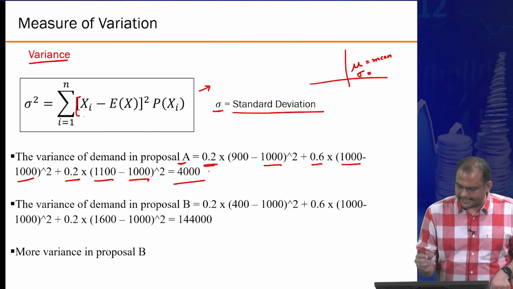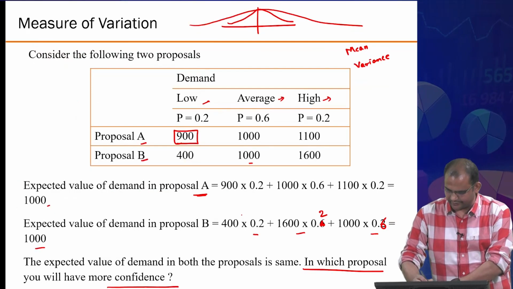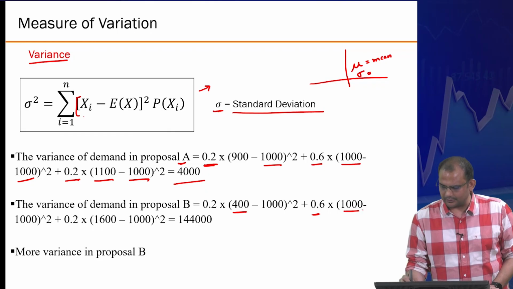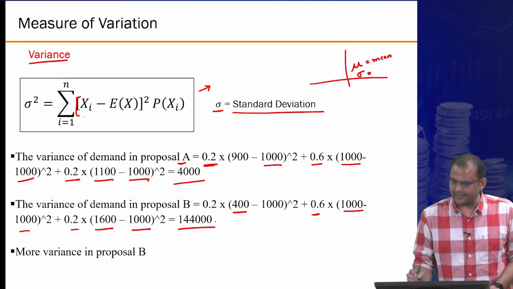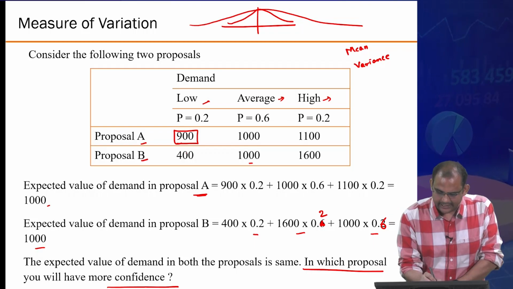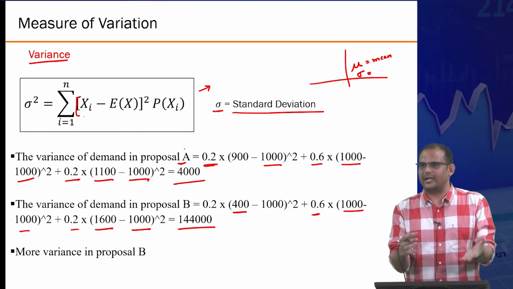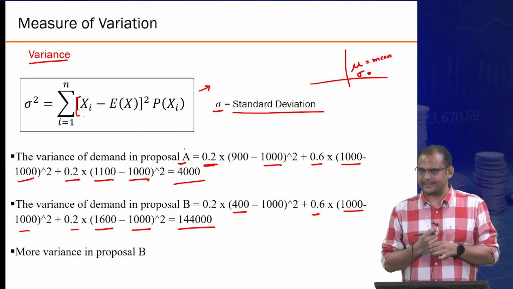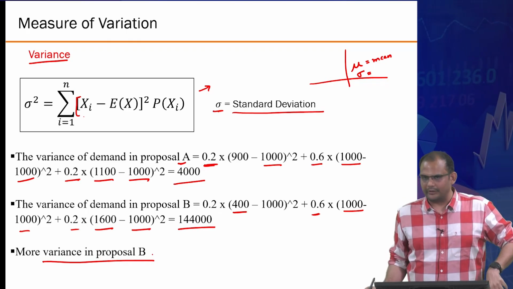Okay. In the second case, 0.2 for the demand in the worst case, the low demand case, 400 minus 1000 square, plus 0.6 into 1000 minus 1000, and 0.2 into 1600 minus 1000 square. So the variance here is 140,000. And while intuitively it makes sense that 400 and 1600 are too far apart, this is a formal definition of variance, and by this number you can quantify how spread out a particular series is, right? So more variance in proposal B. All right.